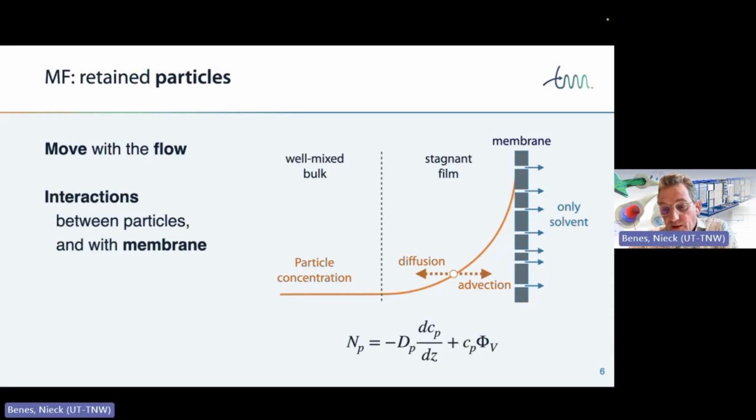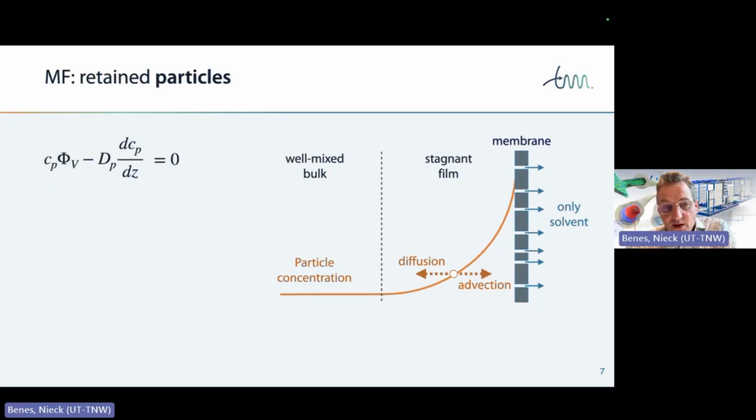The other term on the far right side, C_P times phi v, is the volumetric flow of the solvent towards the membrane. If you multiply this with how many particles are inside there, so the concentration of the particles, you get the advective flux of the particles towards the membrane surface. Now, if the membrane retains the particles completely, so if the retention is 100%, then this flux must be zero, because there's no overall transport of these particles taking place. So let's look at what we can do with this expression.